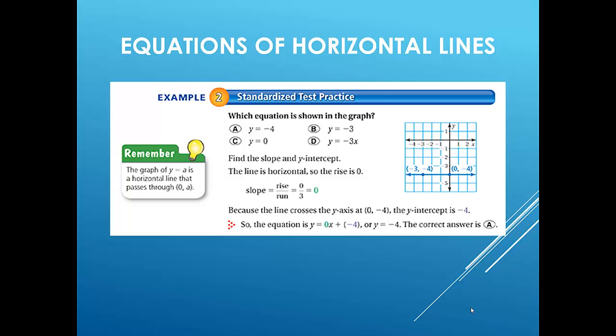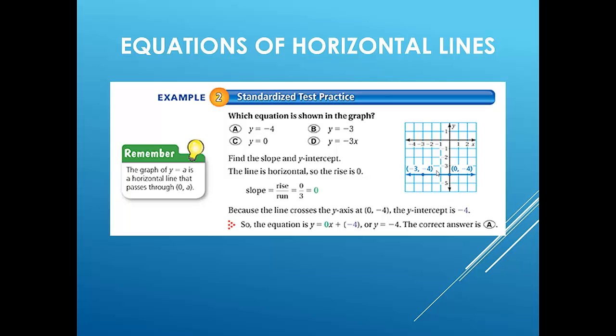For our second example, we're looking at equations of horizontal lines. Which equation is shown in the graph? We have four choices. A is y equals -4, B is y equals -3, C is y equals 0, and D is y equals -3x. We want to find the slope and the y-intercept. The line is horizontal, so the rise is 0.